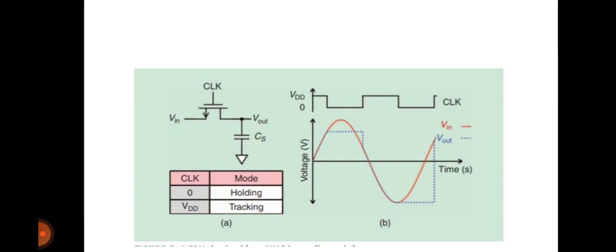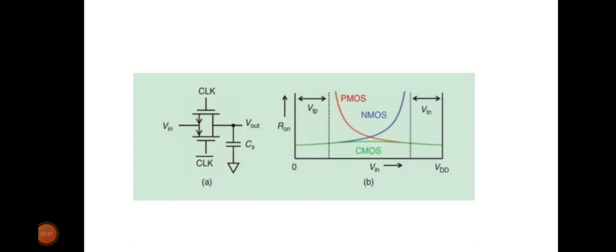In this graph, time is taken as the reference point on the x-axis and voltage on the y-axis. The graph goes up and down for Vout and Vin, like a sinusoidal waveform. Here we see CLK, Vin, Vout, capacitor, CLK. In the diagram we can see VTP, Vin, PMOS and NMOS, CMOS, VDD.